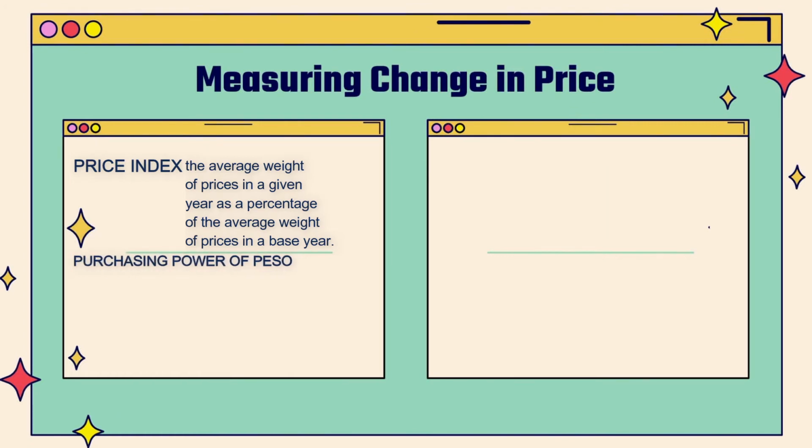Second one is Purchasing Power of Peso. The true or actual value of purchasing power of peso is also measured by the CPI, a measure of the real value of the peso in a given period relative to a chosen reference period. In acquiring PPP, or Purchasing Power of Peso, the formula used is: Purchasing Power of Peso equals 1 over CPI of all items times 100.